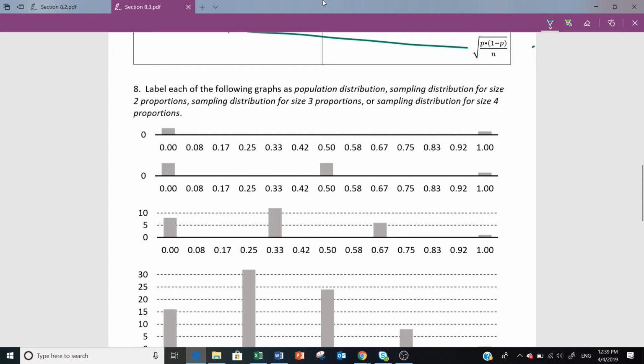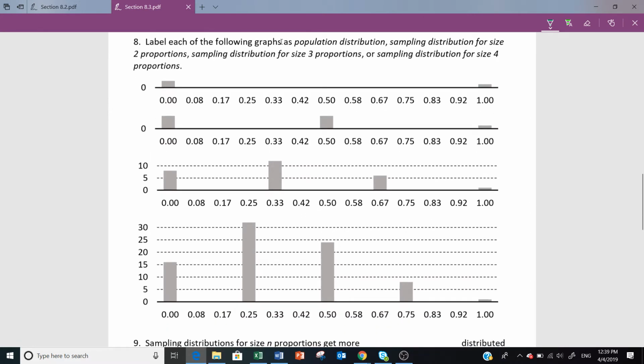Okay, so if we go to the first one, we see that there was one that was under 100 and two that were not under 100. So that's the population. And then what's the second graph? Is the sampling distribution for size 2. This one is for size 3. This one's for size 4.